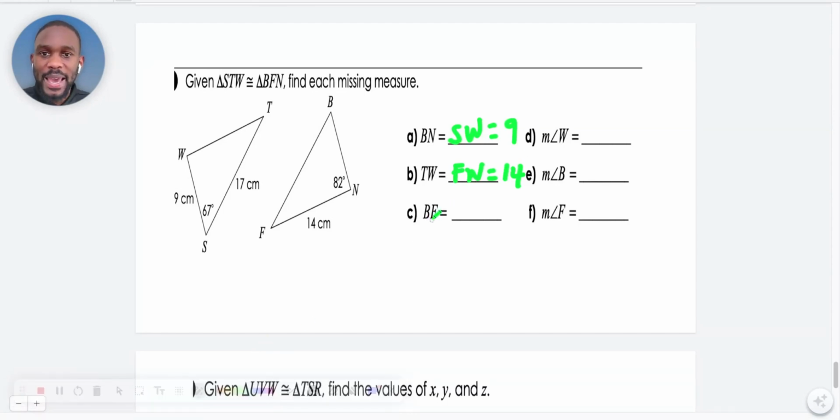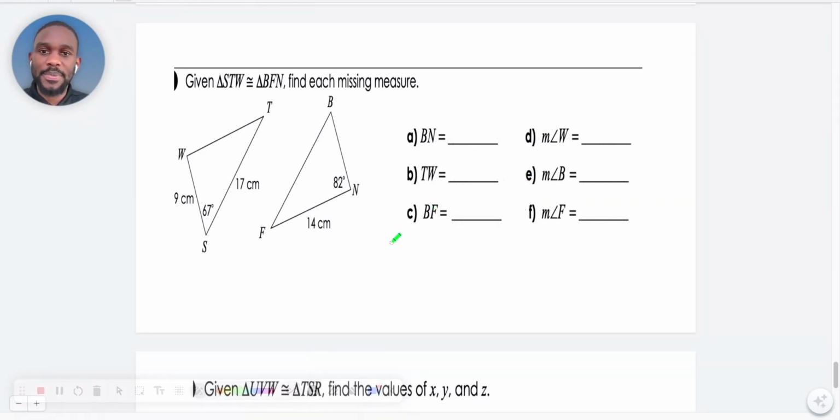What about BF? To get BF, they combine the first and second, so it's equal to the first and second there, which is ST. Do we know ST? Yes, we do. So that means that is 17. Why? Because these are corresponding parts, and we just found out that corresponding parts of a congruent triangle have to be equal or congruent.